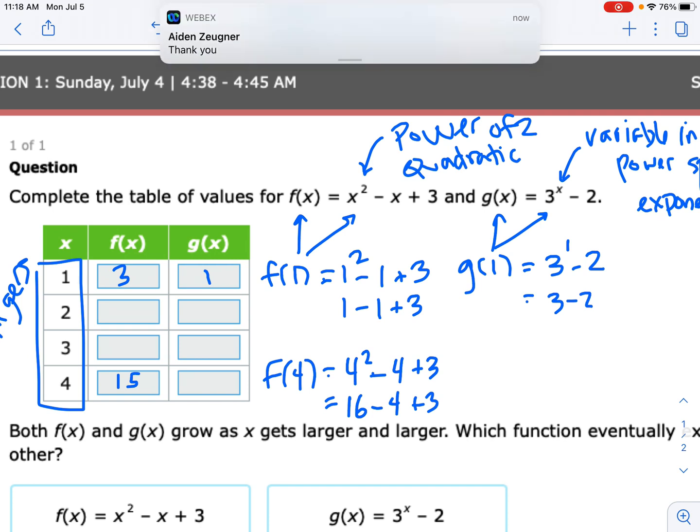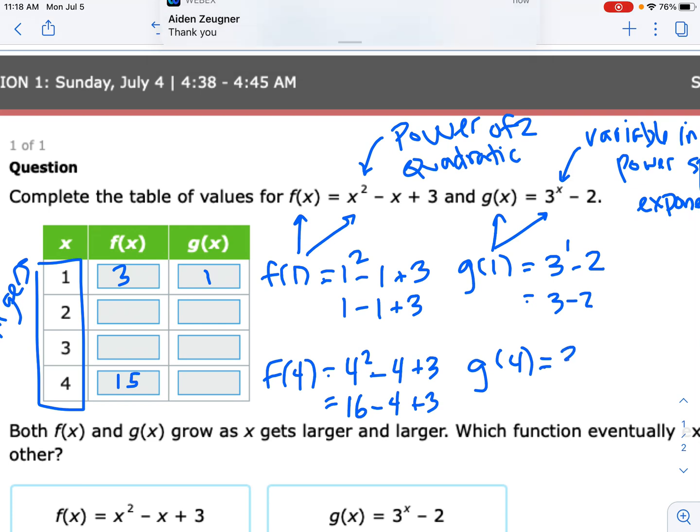And if I want to find g of 4, then I'm going to put the 4 up in that power spot. So 3 to the 4th power minus 2. Okay, 3 to the 4th power is 3 times 3 times 3 times 3. So let's go through that one step at a time. 3 times 3 is 9, times 3 is 27, times 3 is 81. So this is 81 minus 2, and 81 minus 2 is 79.